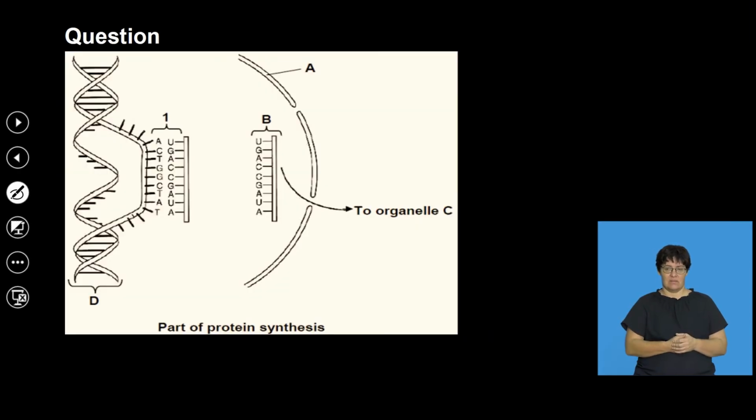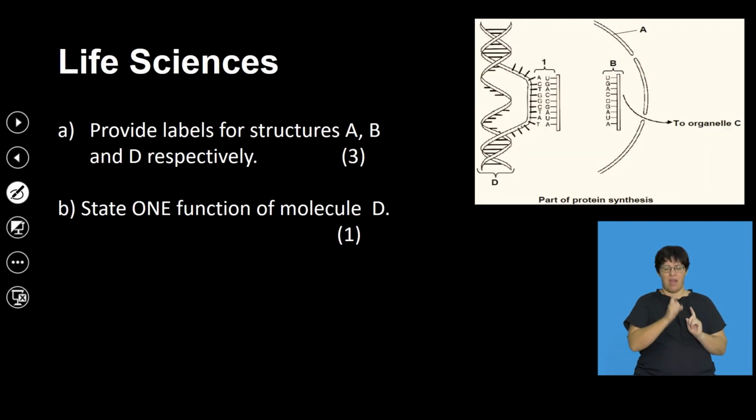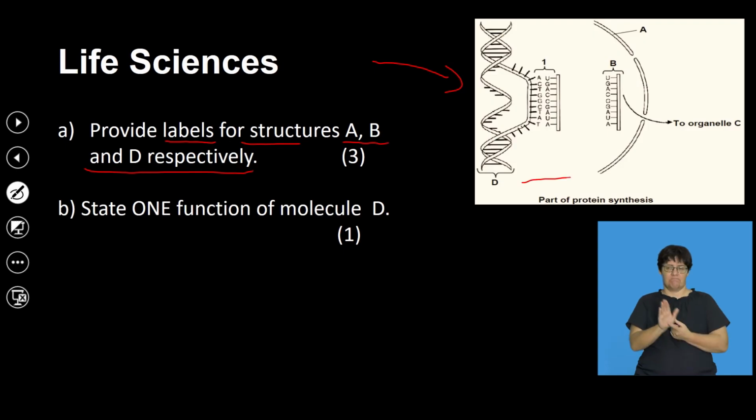Okay, so I've got a question or two that we probably can do before we wrap this section up. Here's a question that shows you a process occurring. I'm going to attempt a few of these questions before we wrap the segment up. The first question is, provide labels for structures A, B, and D respectively. When we look at this diagram, we can see that we've got a series of steps indicating the process of protein synthesis.